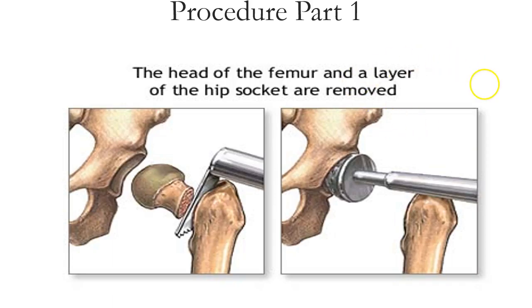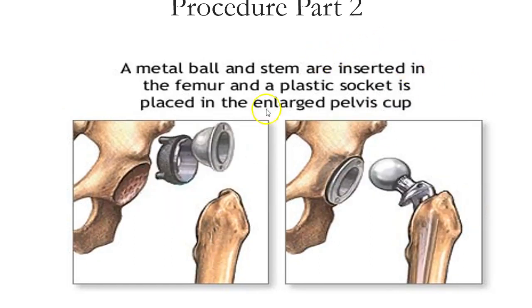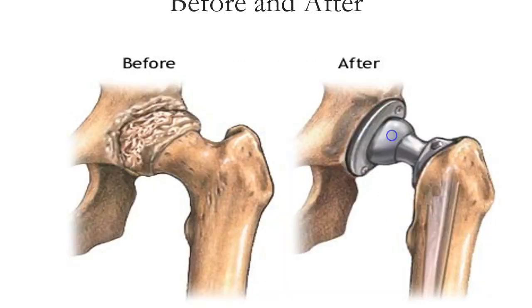So the procedure is to remove the head of the femur, and they kind of ream out the acetabulum to smooth it out. Then they put a new cup into the acetabulum. They put a new head of the femur with a shaft that goes down the shaft of the femur, which is why the osteoporosis would be a contraindicating factor. And now we have a nice smoothly moving hip without any pain and irritation from that deterioration.